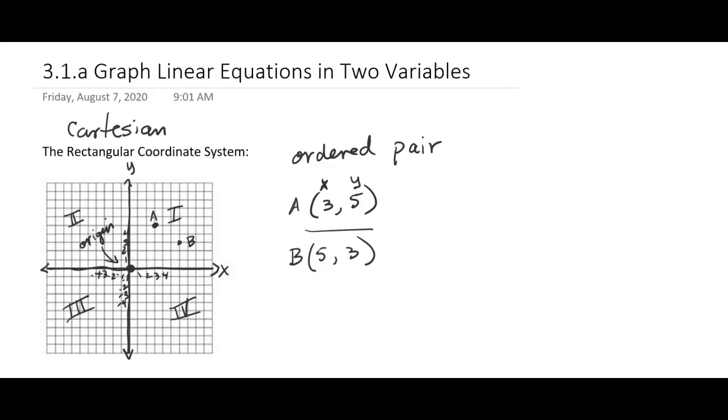All right, so let's do another one. Let's do C. Let's make it (4, -2). So you would go 4 to the right, but you'd have to go down 2, and that would be point C. All right, and the origin, we'll call it point D, is written (0, 0). So I have a big dot there already, but that would be point D.